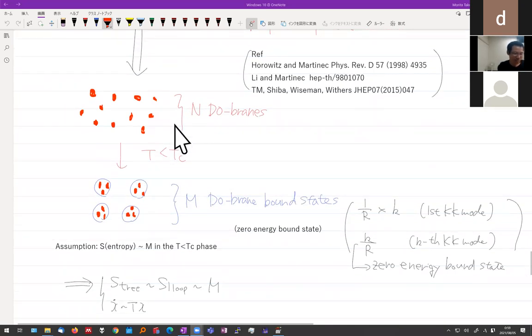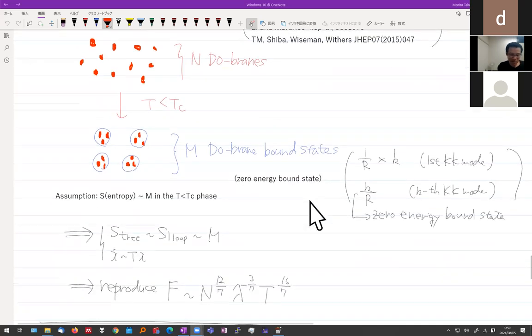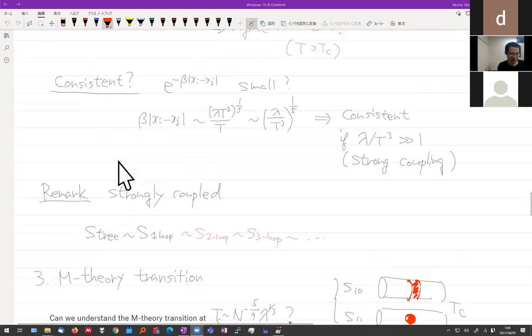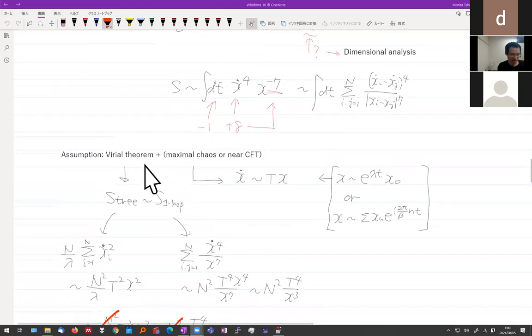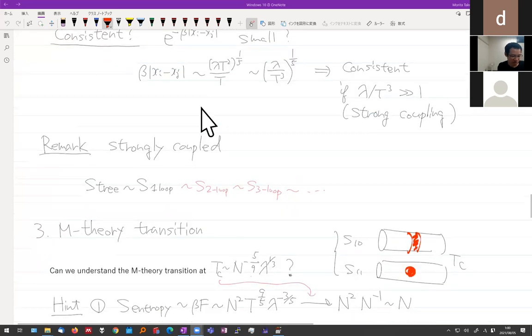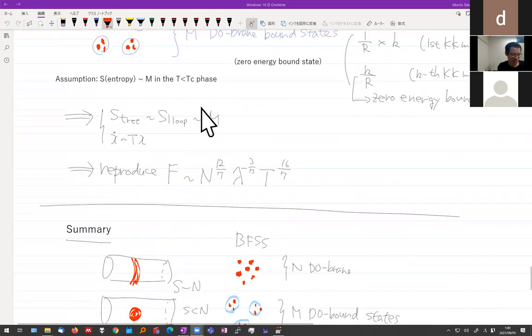So below this temperature, there may still be a sort of Coulomb branch, but not a Coulomb branch of these N D0-branes, but some Coulomb branch of M D0-brane bound states. You may know the D0-brane can compose a so-called zero energy bound state. Then we can consider they compose M number of D0-brane bound states, and then these bound states interact with each other, and the picture of the interaction is very similar to this kind of behavior.